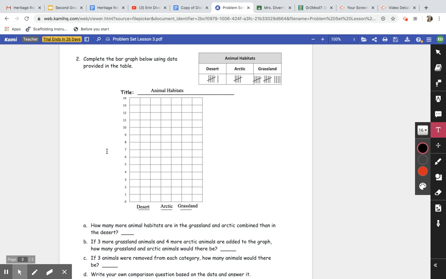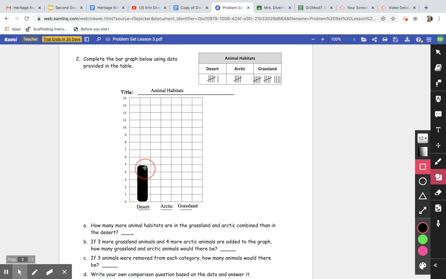So number 2 says, complete the bar graph below using data provided in the table. So the first thing I'm going to do is fill out how many desert animals I have. This time it's giving me it in a tally chart. So for desert, I've got 6. So I am going to start my bar graph here at 0 until I get up to 6. And then I will stop right there.